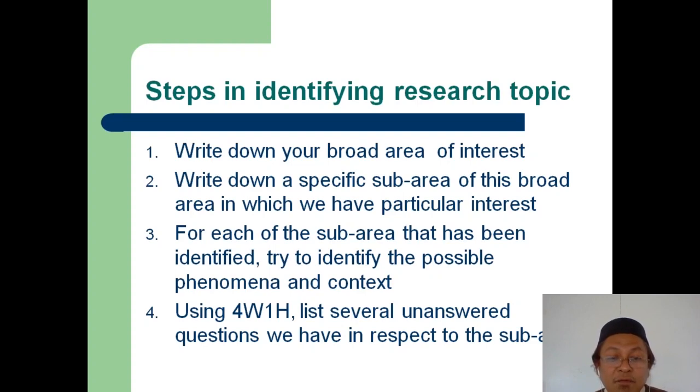And then for each of the sub areas that you have identified, you have to identify the possible phenomena, and also the context. In social science research, we always have to think about the context, because the problem must exist in a certain context. Context means the place, the location, the people who are affected by the phenomenon. So it cannot be in isolation or detached from a certain context.